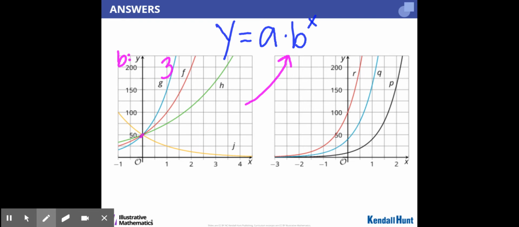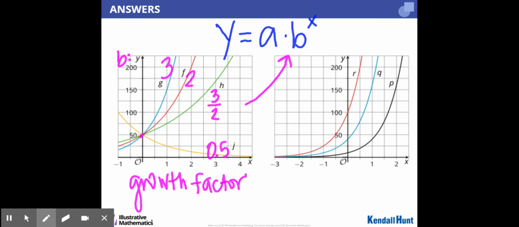All started at 50 here, and then b was times 3, f was times 2 each time, h is 3.5, and j is 0.5. So as you can see, the larger the growth factor, the more money they're going to have over time. It just gets a lot larger.